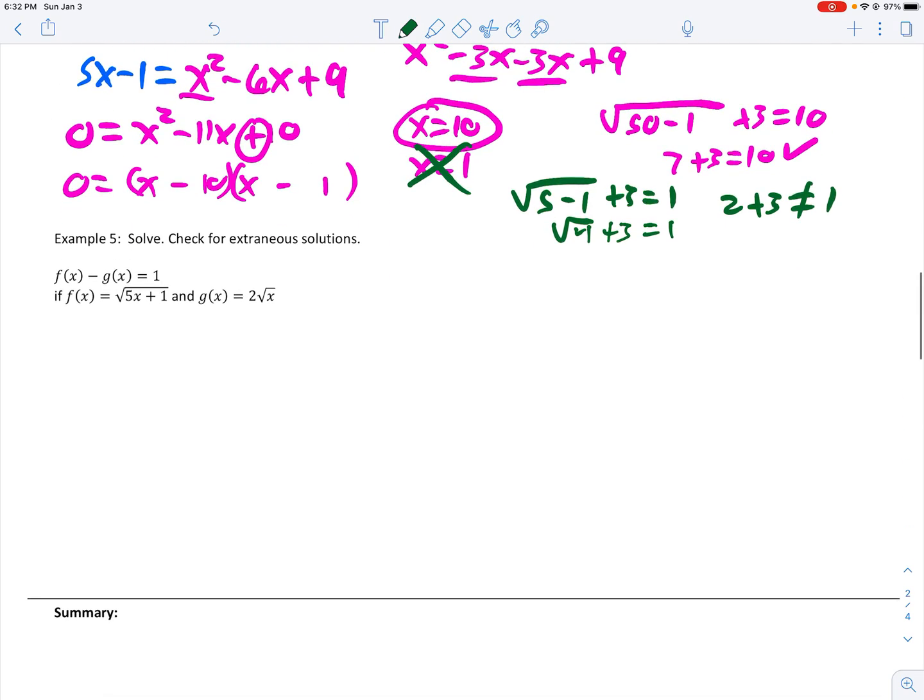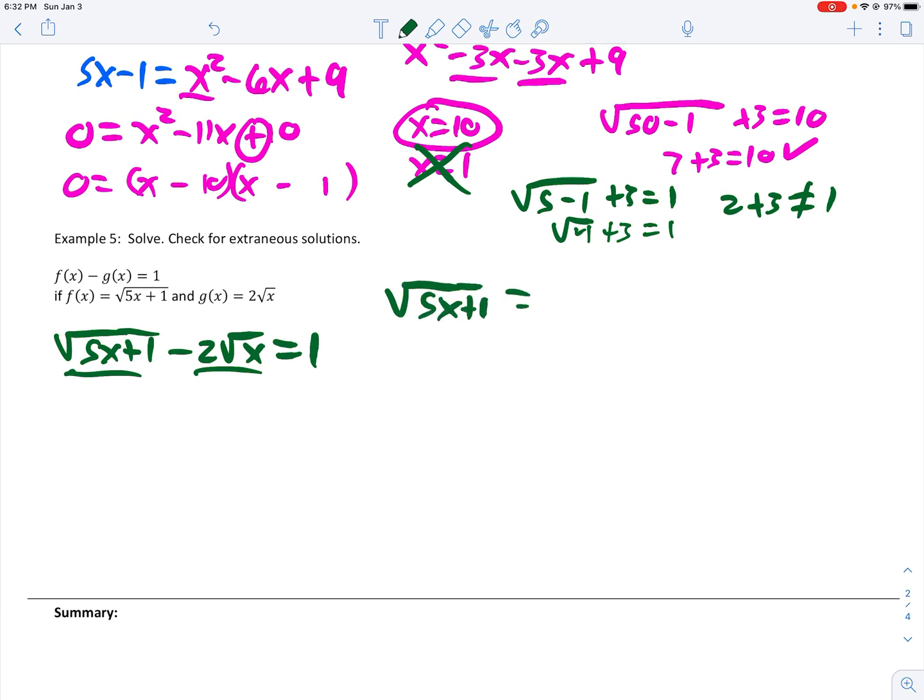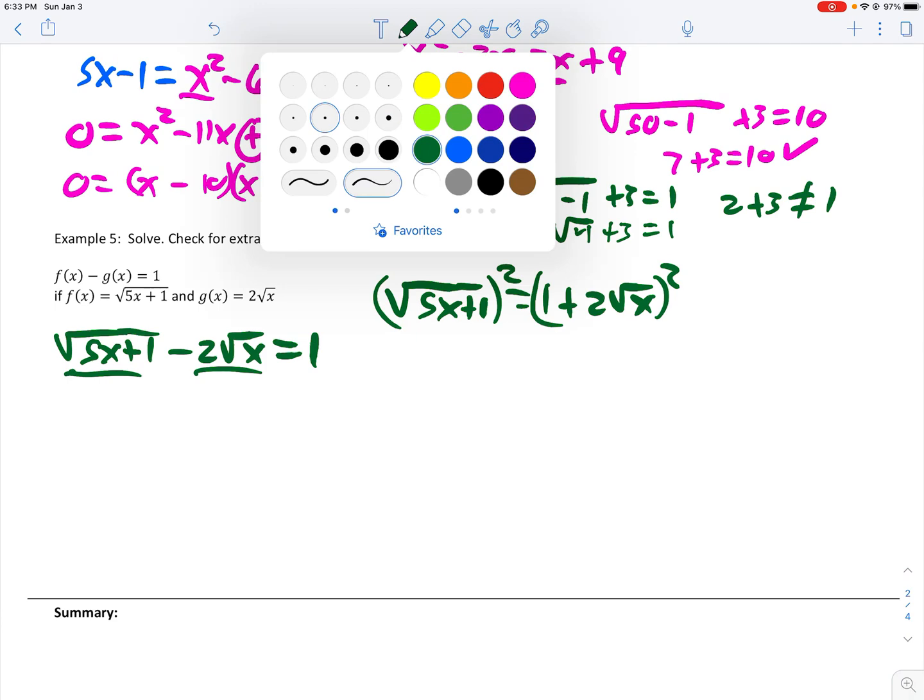Okay, example 5, solve and check. So f of x minus g of x. So f of x is square root of 5x plus 1. And then we have minus 2 root x equals 1. So because this is f, this is g. So what I'm going to do is move the 2 root x over to the other side, so that when I square both sides, I get rid of one of the radicals altogether.